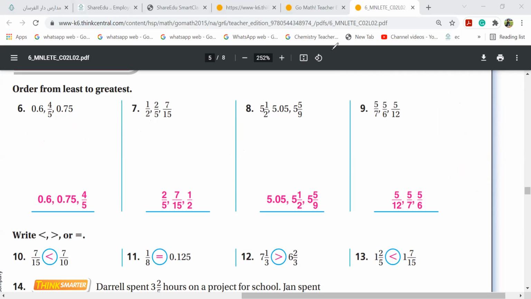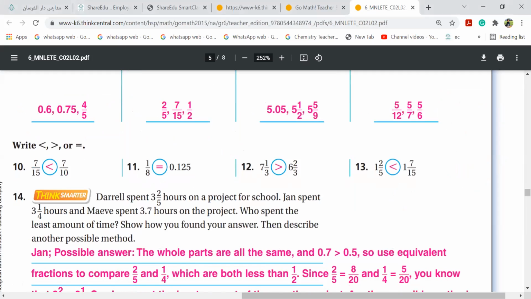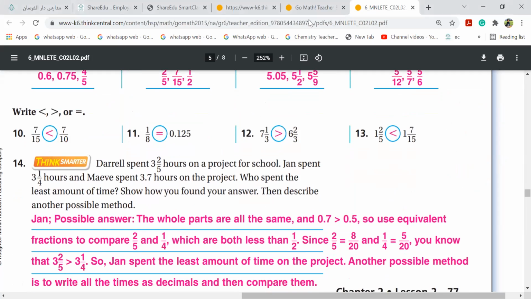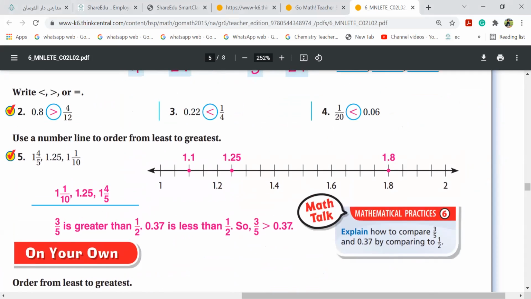Are you able to understand, girls, or no? Yeah. Lamar, how about you? Miss, I can do this by myself. Yesterday, I took it with my cousin.